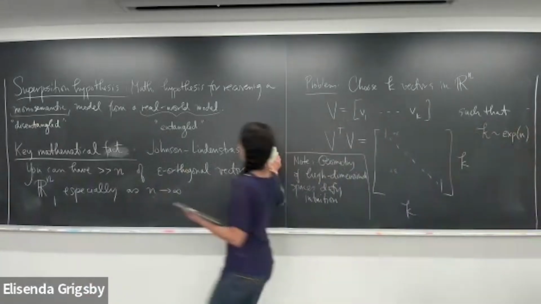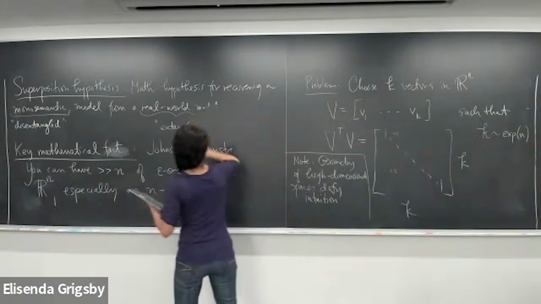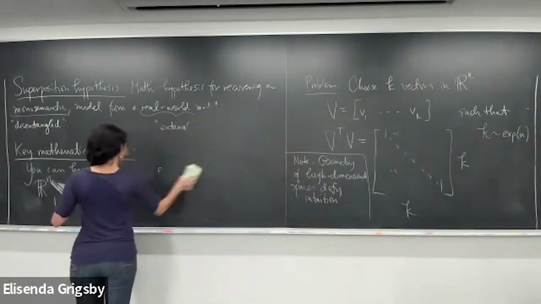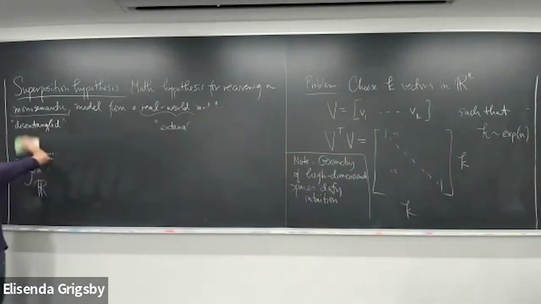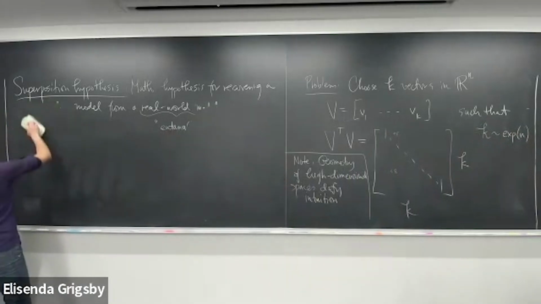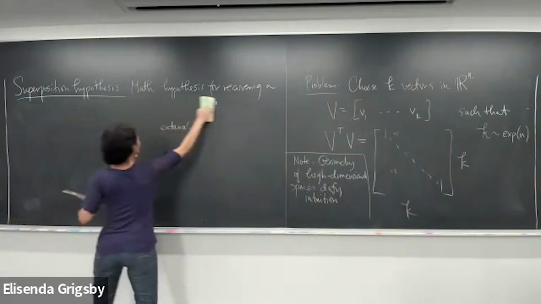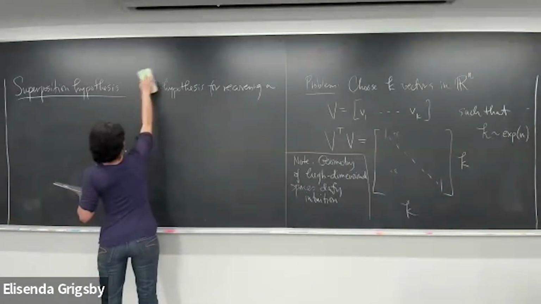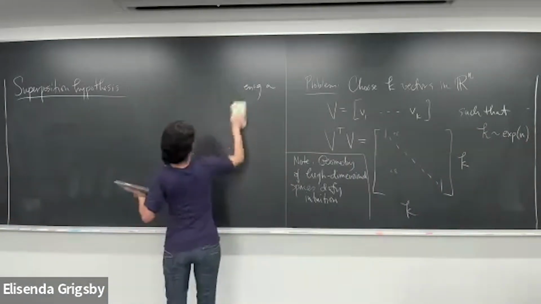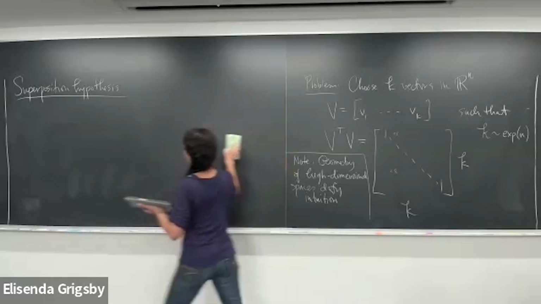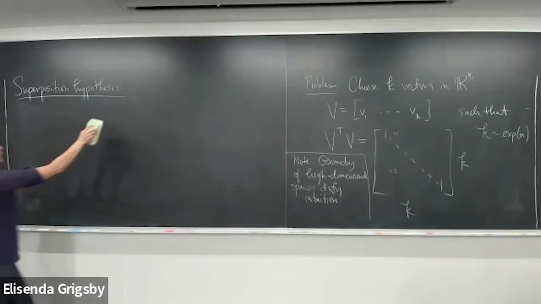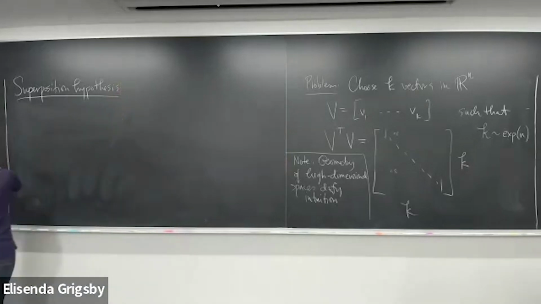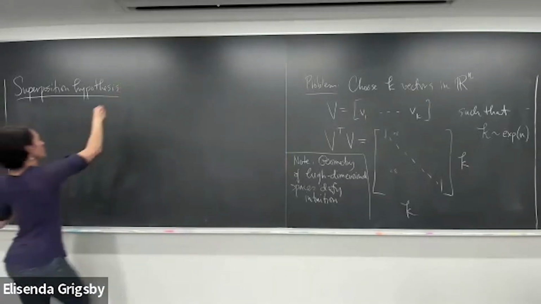All right, so let me now state the superposition hypothesis carefully. I could mean various things, honestly, but I'm going to state it in a particular way for the class of feed-forward ReLU neural networks. And we may state it in other ways later for more general situations.